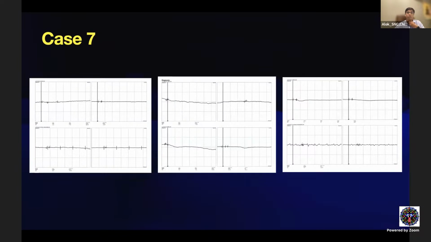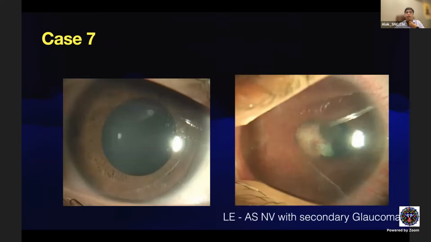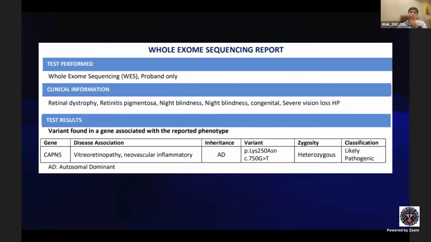The ERG was flat in both the eyes. And while we were investigating, the patient was lost to follow-up and came back after 2 months. And this was the picture. The left eye had developed neovascular glaucoma. So we were really not sure what we were dealing with, but we thought that this could be some variant of retinitis pigmentosa. And so we did a whole genome sequencing.